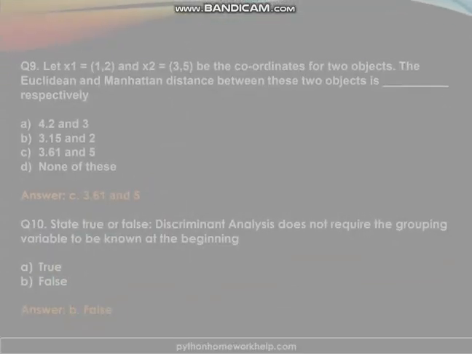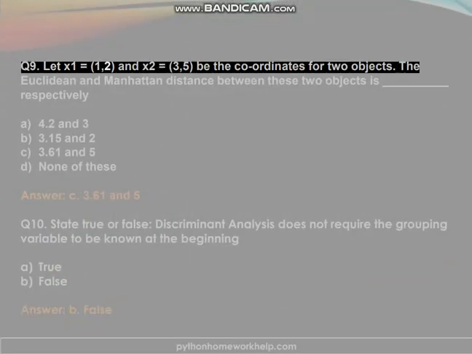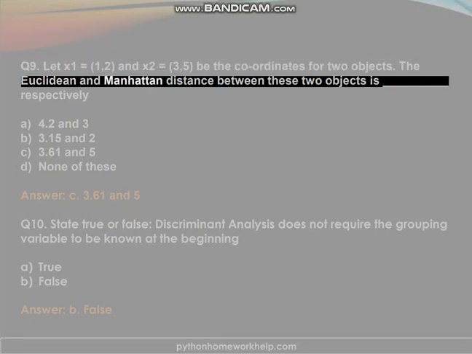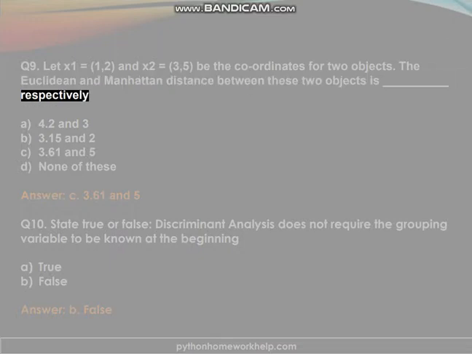Q9. Let x1 equals (1, 2) and x2 equals (3, 5) be the coordinates for two objects. The Euclidean and Manhattan distance between these two objects is ________ respectively. A. 4.2 and 3, B. 3.15 and 2, C. 3.61 and 5, D. None of these. Answer C. 3.61 and 5.